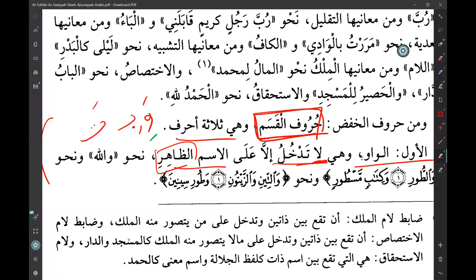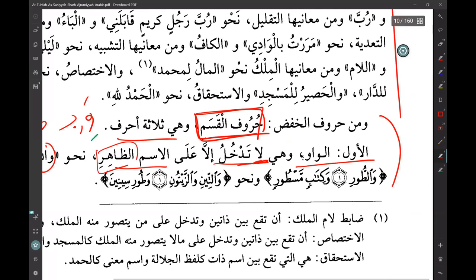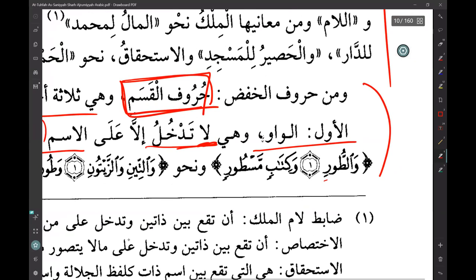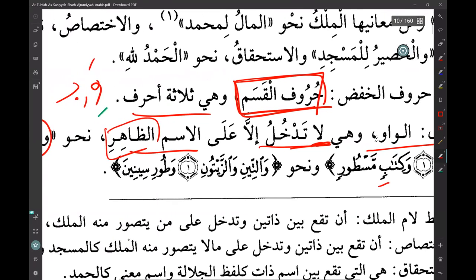Meanings what? Is a pronoun a noun? No, it has to be a noun, somebody's name. Okay, so for example, wallahi. We say waturi, wal kitabin. So we have a kasra here. Watini, wazaituni. So these are nouns.